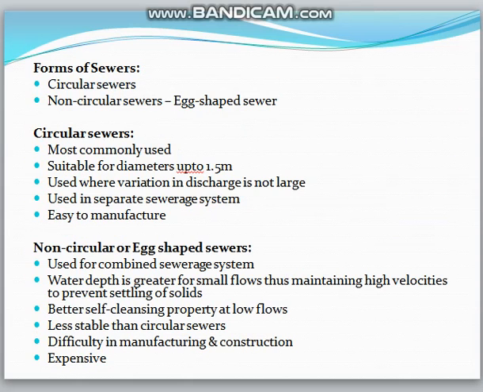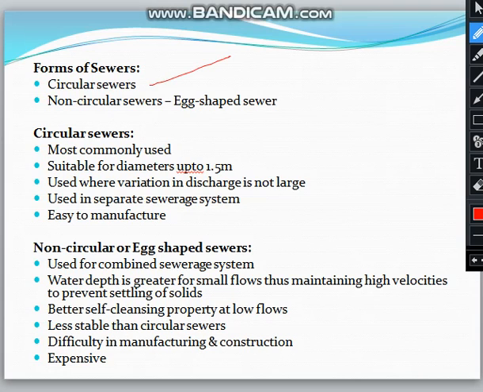Now we'll discuss the forms of sewers. Generally, there are two types of sewers. One is the circular sewer, another one is the non-circular sewer. Non-circular sewer is nothing but the egg-shaped sewer. So there are two forms of sewers: circular sewers, and non-circular or egg-shaped sewers.